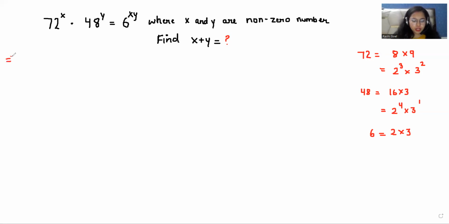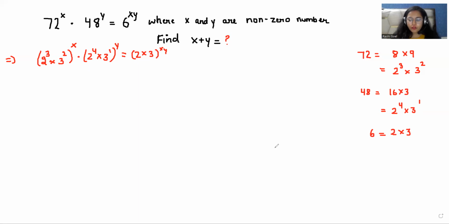Now I'm going to write it here. So (2 power 3 multiply 3 power 2) whole power x times, for 48 I can write (2 power 4 times 3 power 1) whole power y, which equals (2 times 3) power xy.